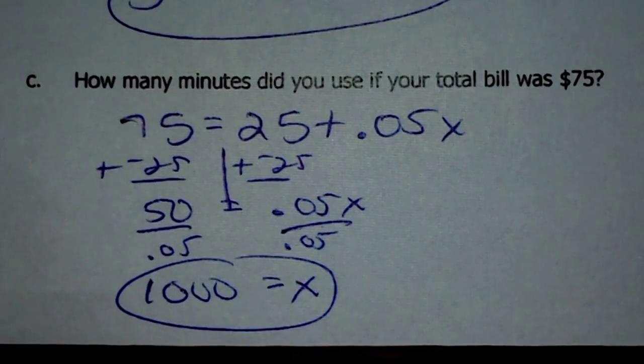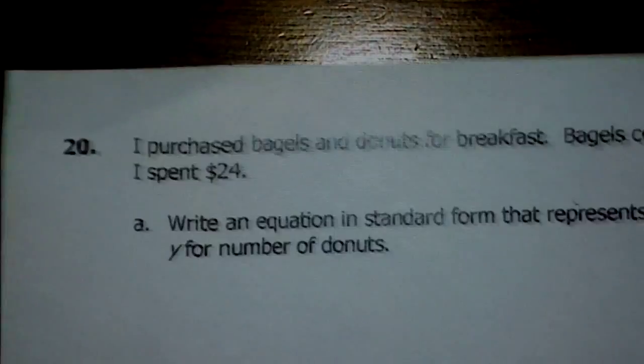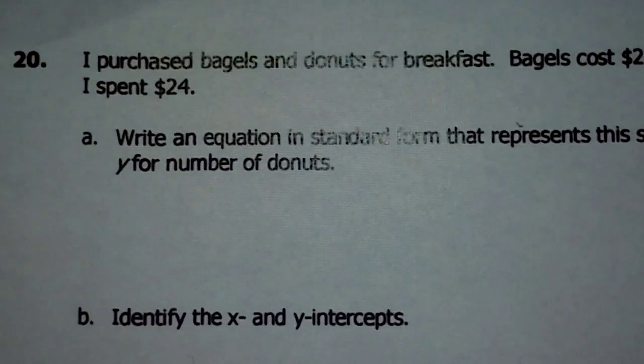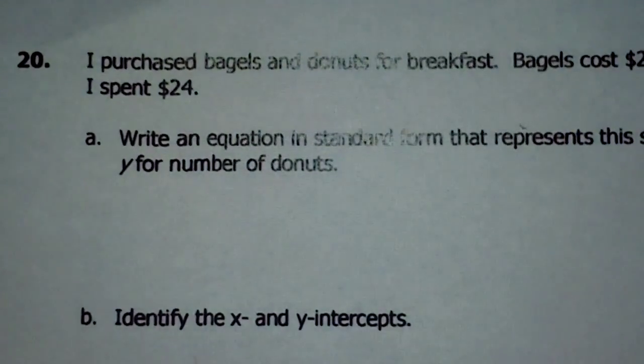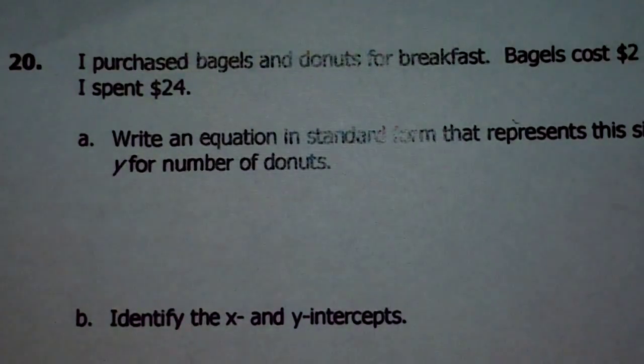All right, moving along. Turn your page. Last one. Woohoo! Okay. I purchased bagels and donuts for breakfast. Those of you that know me know that that wouldn't happen. I purchased egg whites and whole wheat toast for breakfast. But in this magical land of made-up information, I bought bagels and donuts. Bagels are $2 each, and donuts are $1.50 each, and I spent $24.